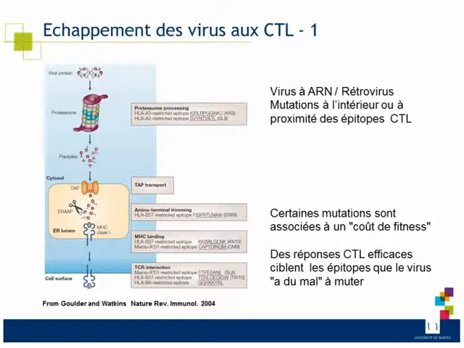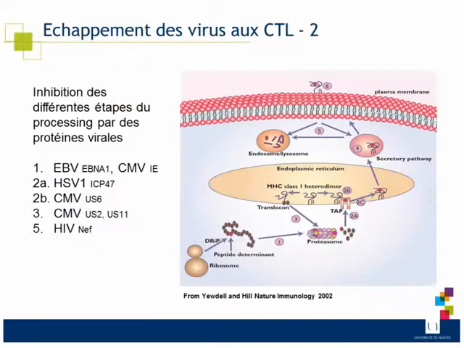One counterexample is a CTL response against HIV envelope. It's useless. There's very, very little selection pressure to keep these epitopes the same. So the virus can mutate and escape from the CTL response, and it replicates just with no problem. There is no fitness cost. So that's the wrong target to go for, in fact, for CTL.